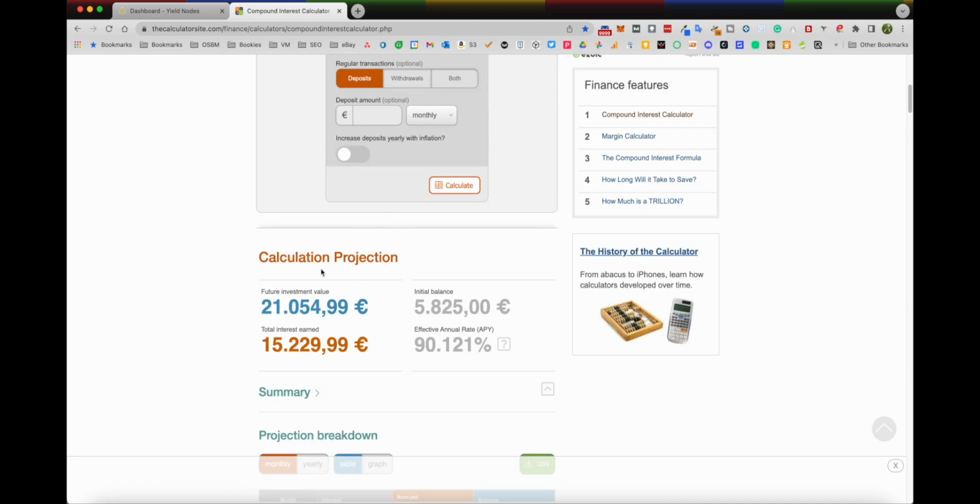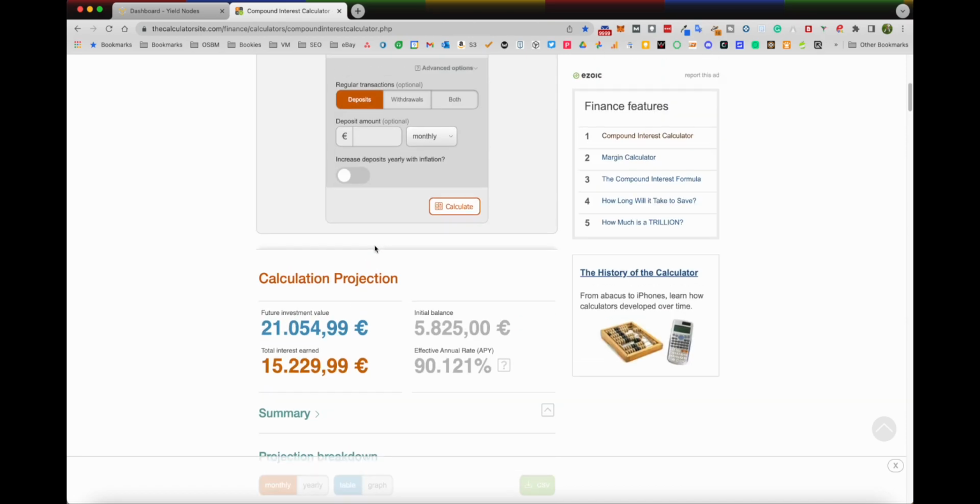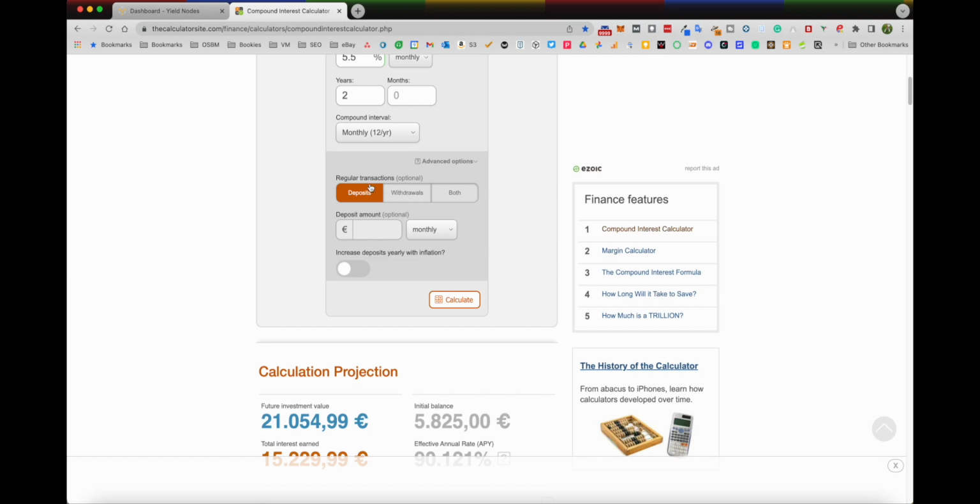Anyway, so 5.5% gives us about 21,000. Now we can look with this calculator. It's very handy. You see down here, there's a place for regular transactions. We can click withdrawals and we could say, well, actually, we want to make a withdrawal quarterly, half yearly, yearly. We could do a percentage each month, a percentage of the earnings monthly, a percentage of the earnings yearly.